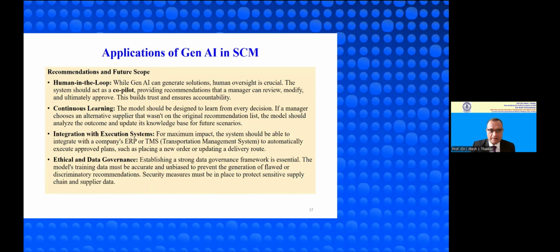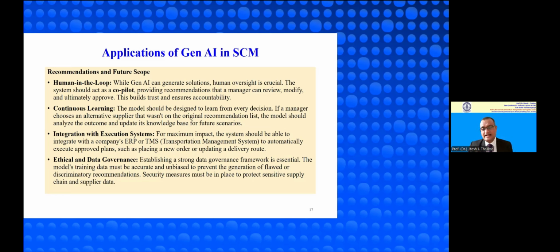So there are a set of recommendations and future scope. Number one, human in the loop. While Gen AI can generate solutions, human oversight is crucial. You cannot just adopt it. The system should act as a co-pilot enabler, but the human being must review and modify as desired, and this builds trust and accountability in the system.